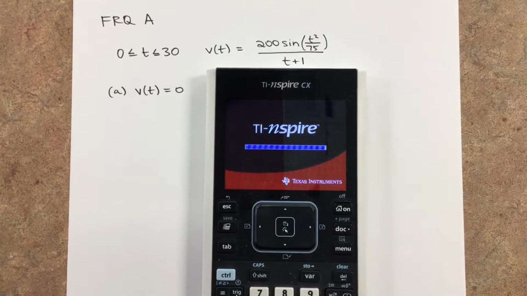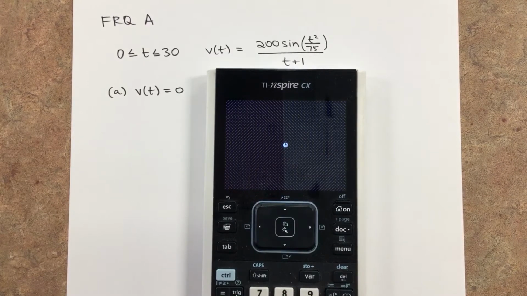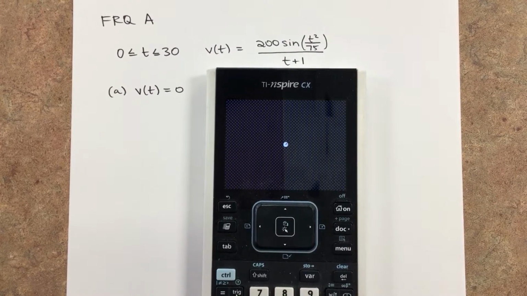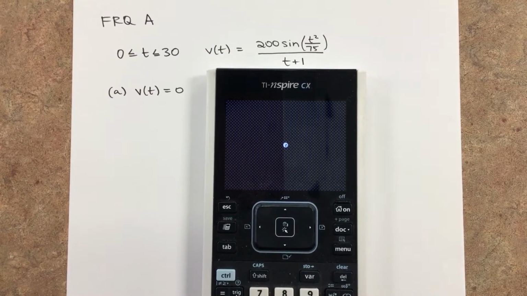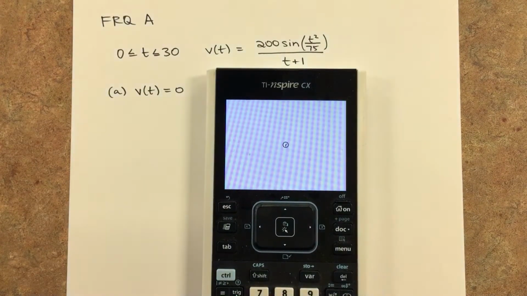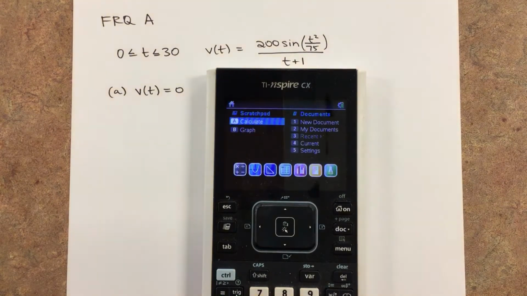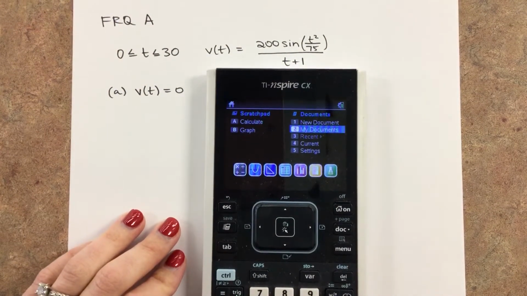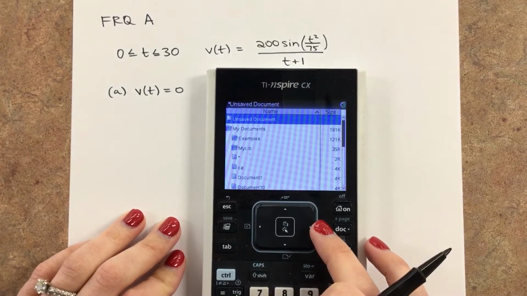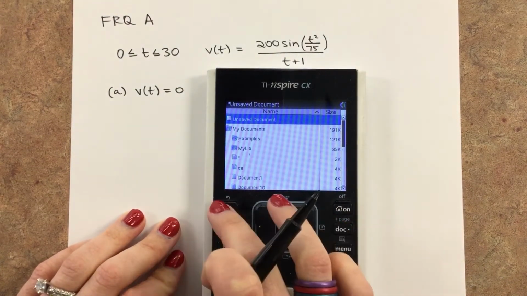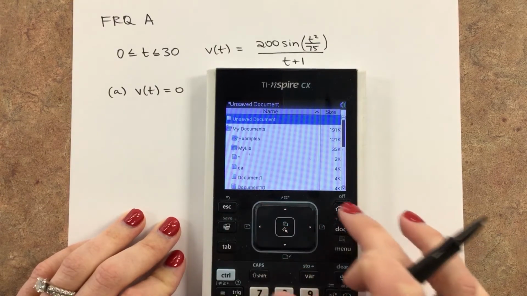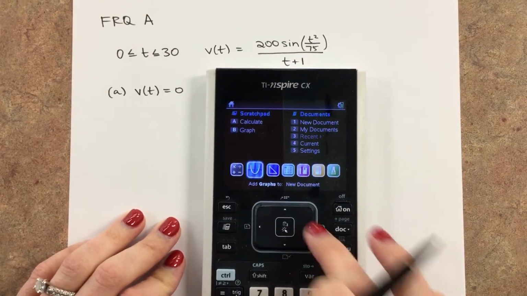Come on. Oh my goodness. There we go. All right, so new document. We are going to add a graph. Oh, for goodness sake. Here we go. Whatever we have here, we're just going to add a graph.